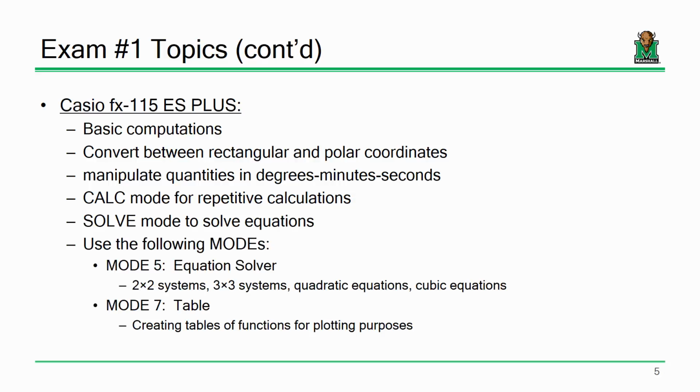And then the calculator also has mode 5, which is where we went to solve 2x2 equations, 3x3, quadratic, cubic. And then mode 7 is where you can, for a certain step increment and a certain range, have it determine the values of a function in order to plot. It won't actually do the plot for you, but it will generate the tabular data that you could copy down into tabular form, and then you could graph it manually.